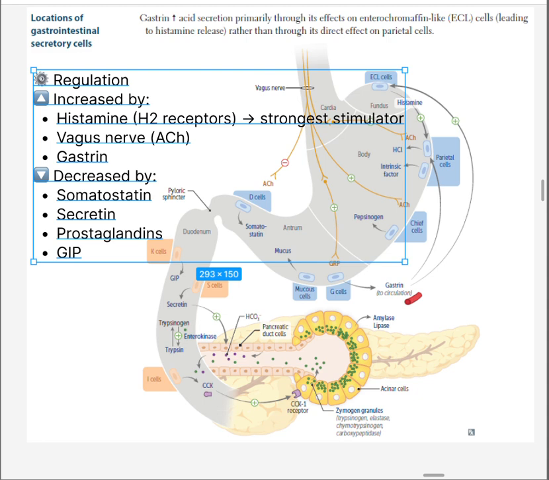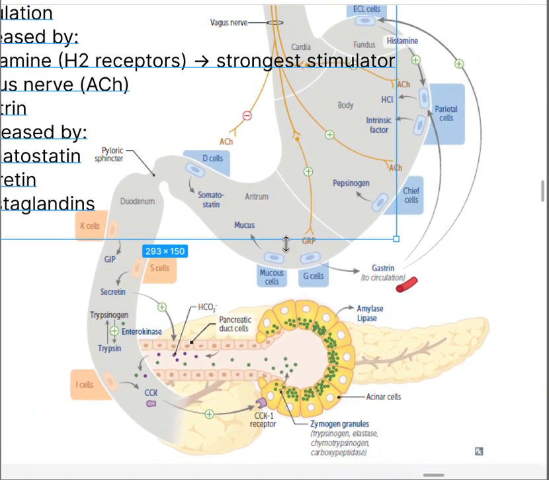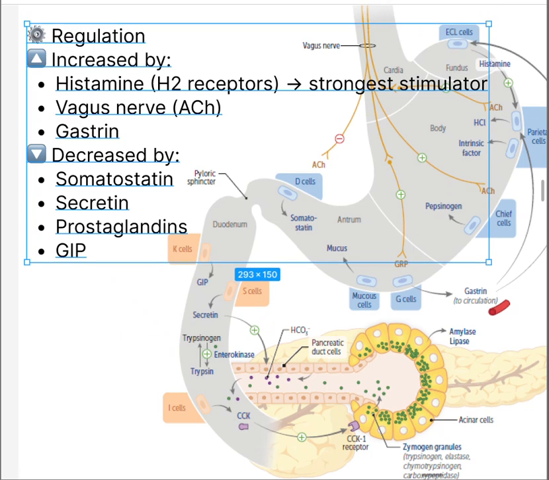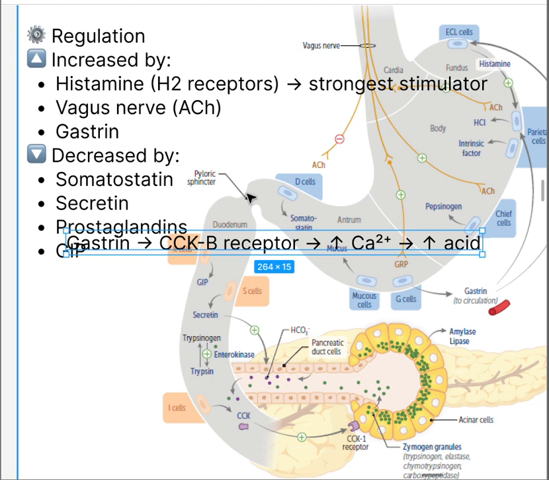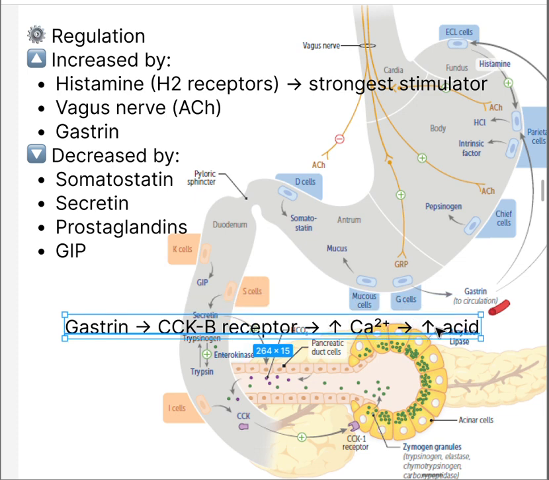Then we have gastrin. This gastrin comes from the G cells in the antrum of the stomach. If you can see here, these are the G cells in the antrum of the stomach, and this leads to our gastrin. The gastrin goes to a receptor called the CCKB receptor. Nothing very special, nothing to get confused about. Just look at this here. The gastrin works on the CCKB receptor. That increases the calcium and that increases the acid.